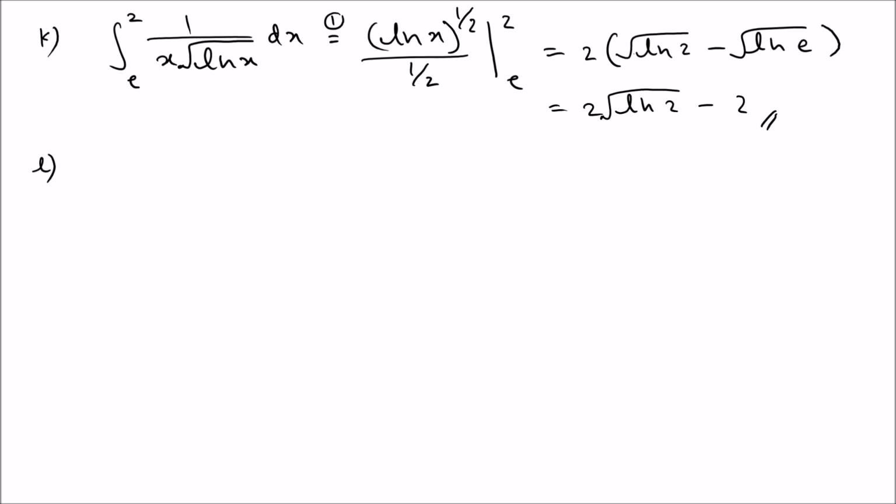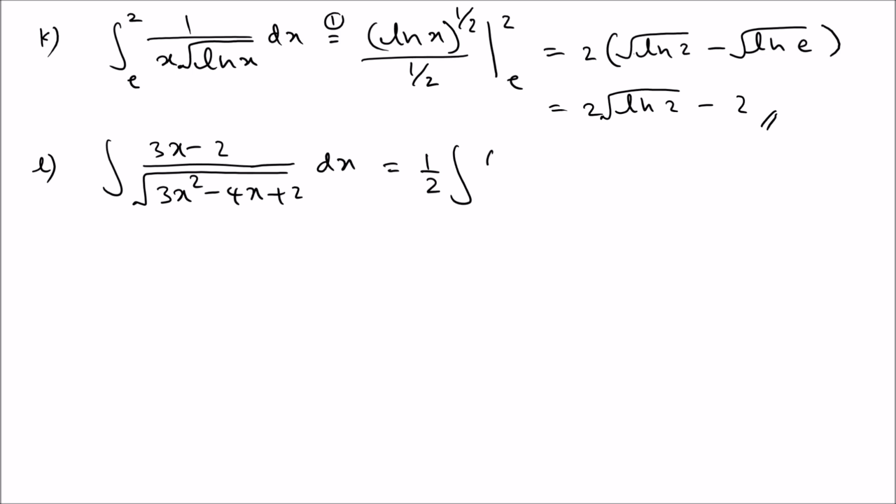And then, so let's do this one. How about this? The integral of 3x minus 2 over the square root of 3x squared minus 4x plus 2, dx. It looks complicated, but it's not. What is the inside function? 3x squared minus 4x plus 2. What's the derivative? 6x minus 4. So you can see, you can get that by multiplying and dividing by 2. So we can divide outside by 2, we can multiply inside by 2.